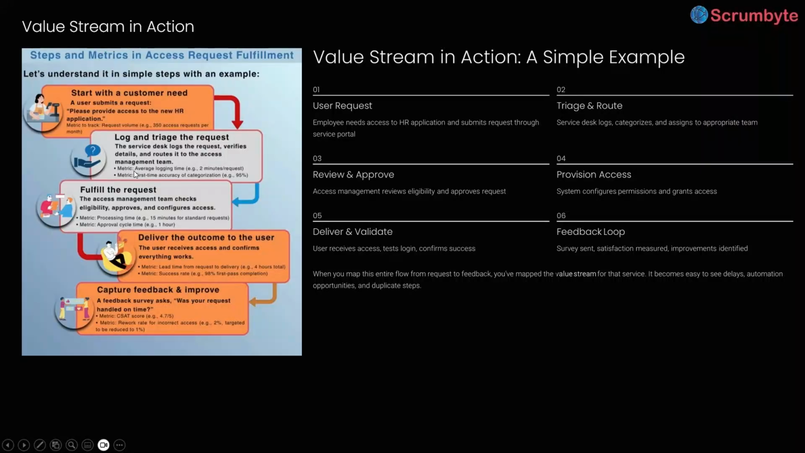Here we are also tracking the next one. The metric is average logging in time. For example, it takes around 2 minutes for a request. And what happens when they are accepting requests is that there is an accuracy of categorization. That means, for some users the categorizing may not be assigned correctly by the service desk. So we are expecting 95% accuracy of categorization.